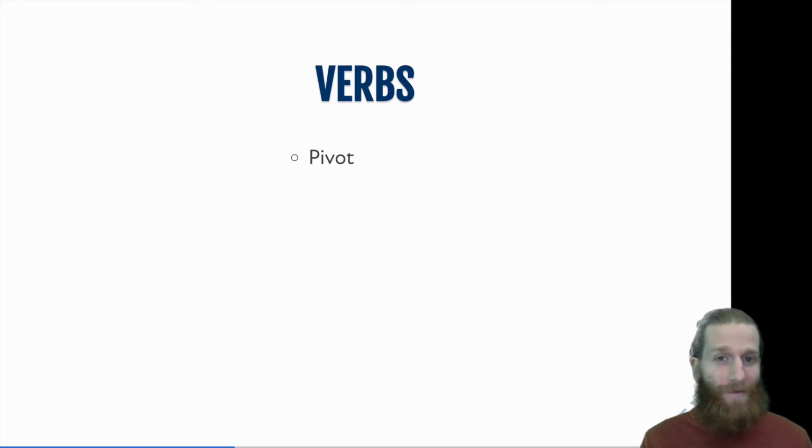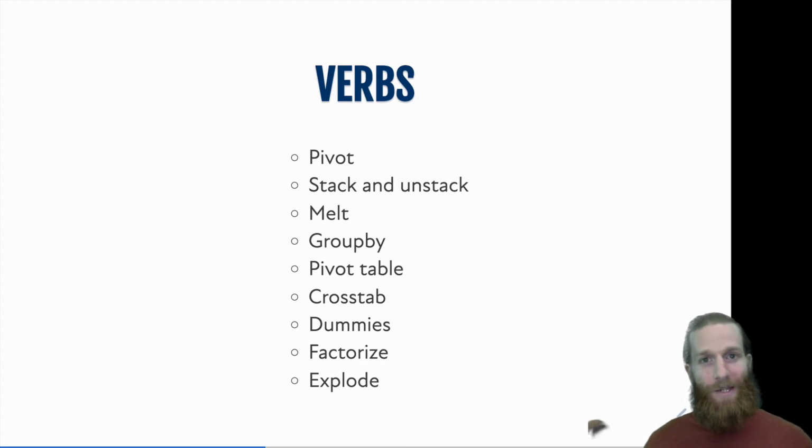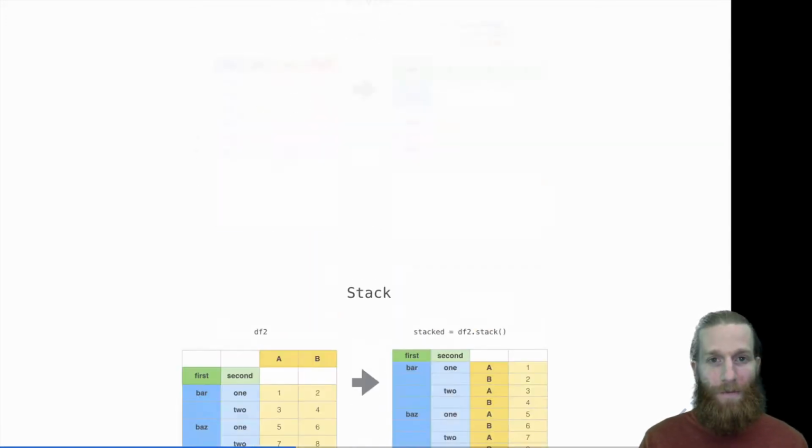So those verbs that we have in pandas are pivot, stack and unstack, melt, group by, pivot table, crosstab, dummies, factorize, and explode. So it's kind of fun thinking of those verbs. These are all the things that we can do to data to transform it into how we need to have it to visualize or to do anything else with it.